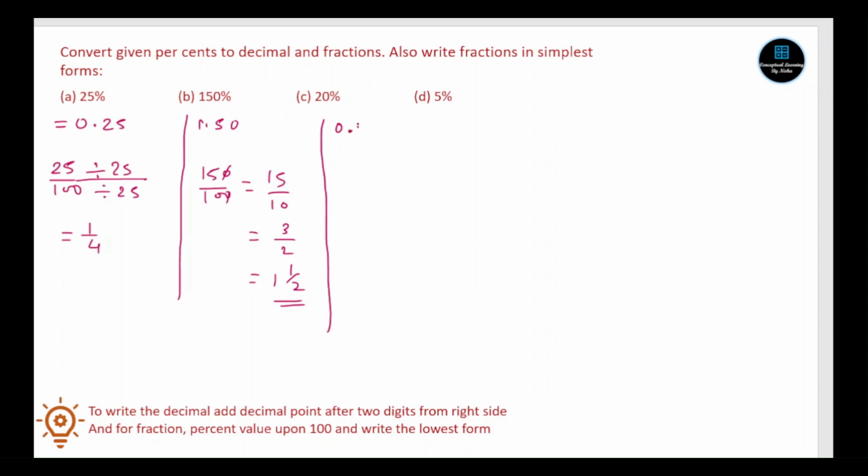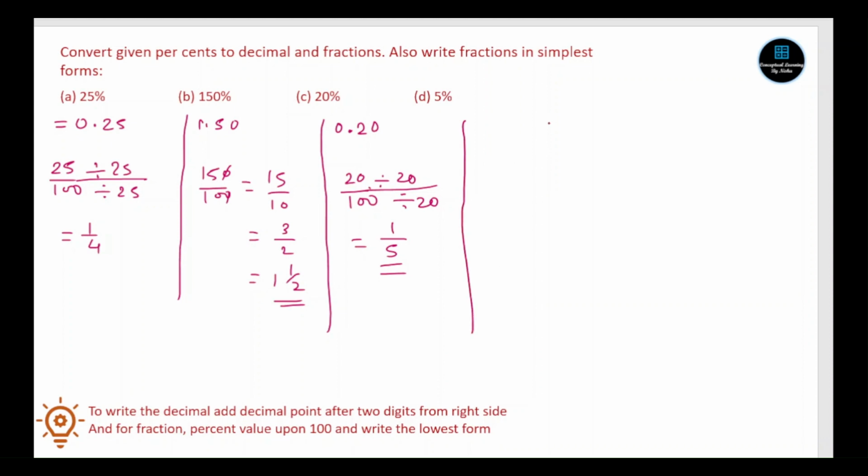Let's solve 20%. So decimal value is easy, right? Now 20 upon 100. When I simplify this, what do we get? Divide both by 20. So what do we get? 1 upon, yes, 5. Good job.